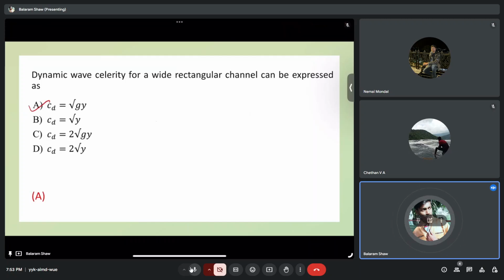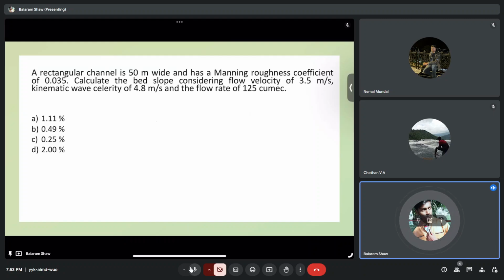Next question: a rectangular channel is 50 meter wide and has a Manning's roughness coefficient of 0.035. Calculate the bed slope, considering a flow velocity of 3.5 meter per second, a kinematic wave celerity of 4.8 meter per second, and a flow rate of 125 meter cubed per second. I'll give one minute to start off.